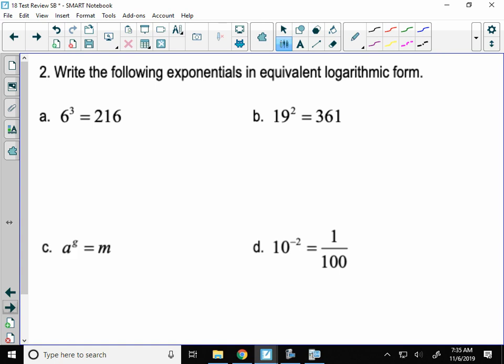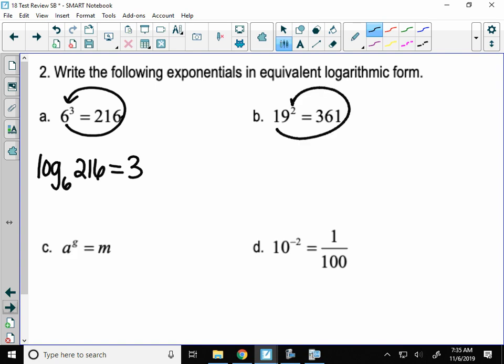Now I'm just doing the same kind of thing, but the other way around for number 2. I'm turning these exponentials into equivalent logarithmic form. I still start with the base, and then I'll loop around towards my equals. So I have a log base 6 of 216, that's the second number, equals the exponent of 3. Remember, what the logarithm equals is always the exponent.